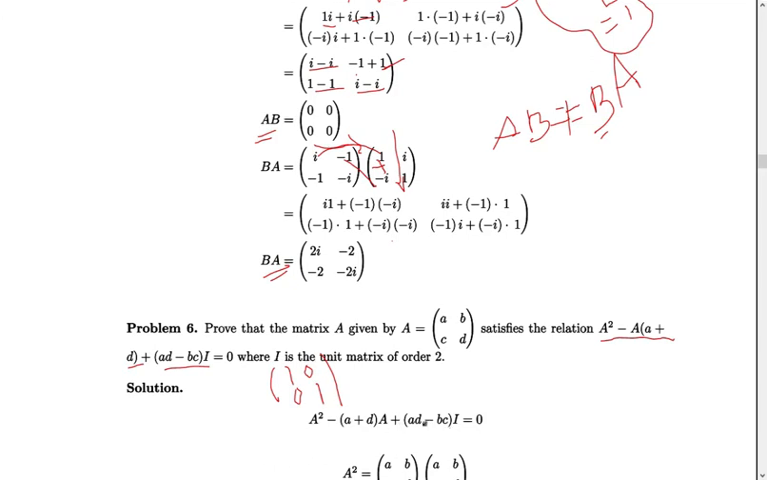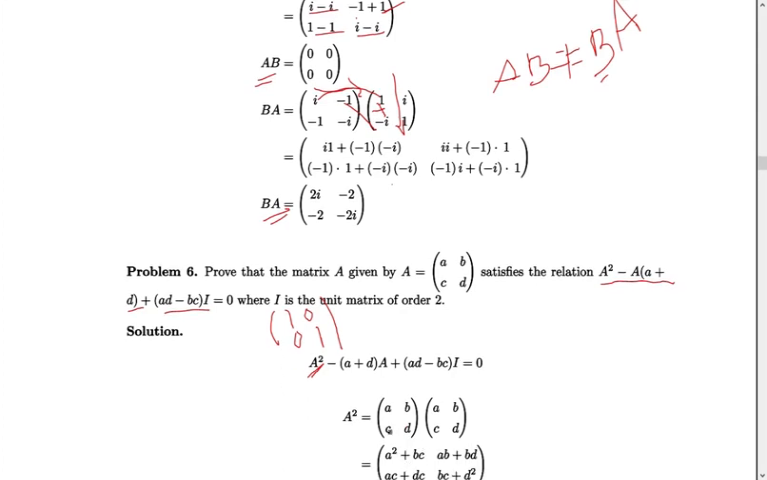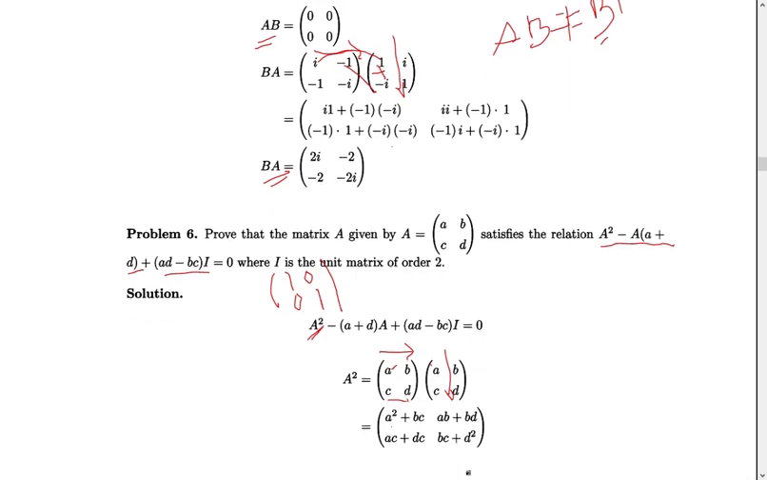So we have to compute element by element. First, A squared, we are going to compute this. A squared is equal to A into A. Matrix multiplication: we take this row and multiply by the column, element by element, and add. So a into a plus b into c: a squared plus bc. Then ab plus bd. Next, this row and this column: ac plus cd. Next, bc plus d squared. That's A squared.